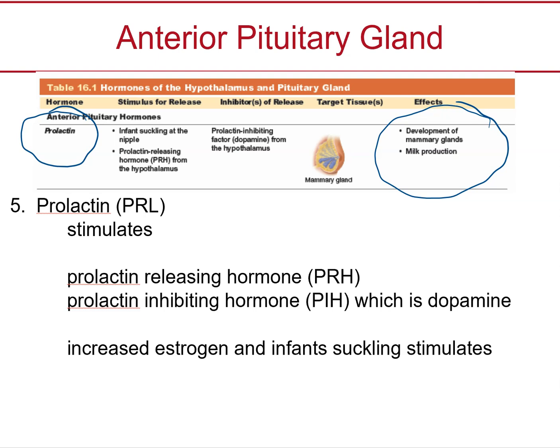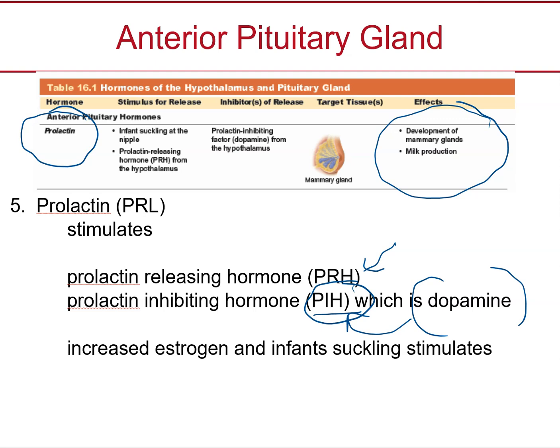Well, it's under control of PRH and PIH. Now, dopamine actually functions as PIH, by the way, to inhibit the formation of prolactin. So you don't make prolactin. PIH is dominant. Prolactin is only released when you're female and you're pregnant.